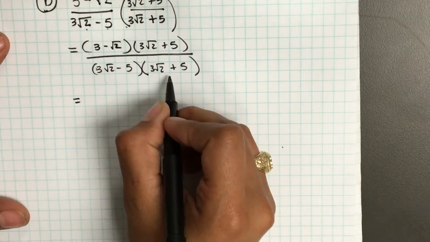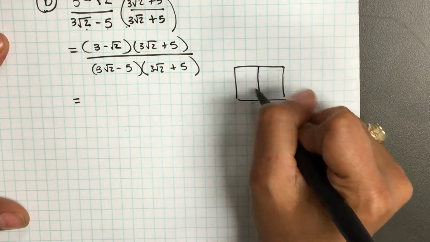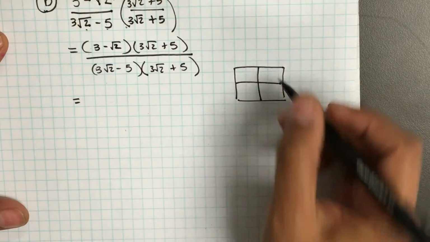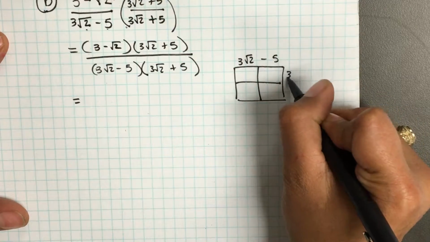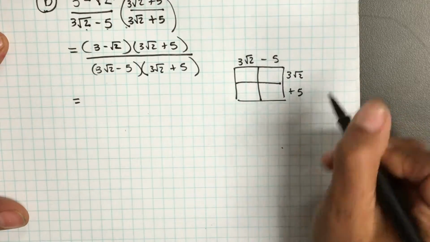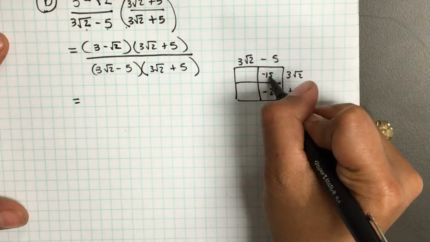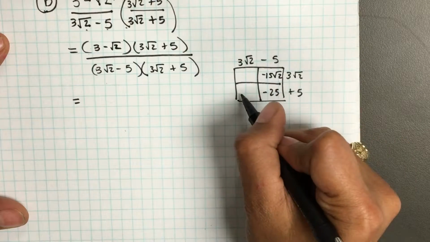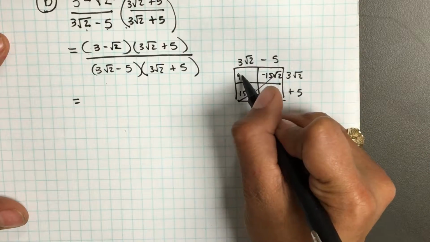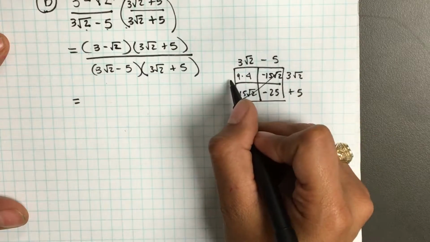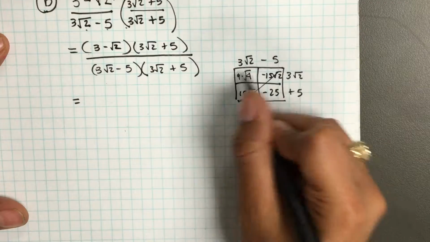Okay, so when you do the side work here, you can do the tabular method. So we have 3 root 2 minus 5, and 3 root 2 plus 5. This would give us negative 25. We'll get negative 15 square root 2. Here would be 15 square root 2. Those will eventually cancel. We get 9 times the square root of 4. And then we take everything outside.